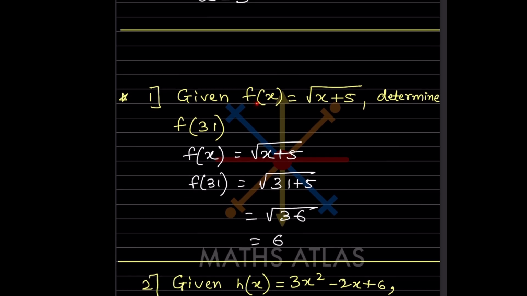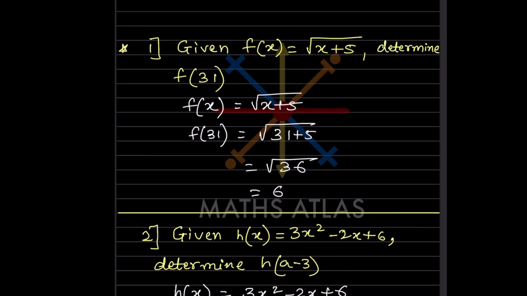Now given f of x is root of x plus 5, you have to determine f of 31. So f of 31 means this is x. So wherever you see x in this expression, you are going to put 31. So now let us write this same as it is. f of 31, that will be, here you will write x, this 31, and this will be the same. So root of 36, and you know this is a perfect square. So the answer is 6.